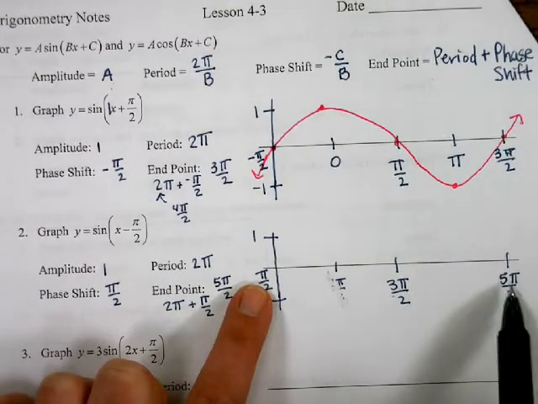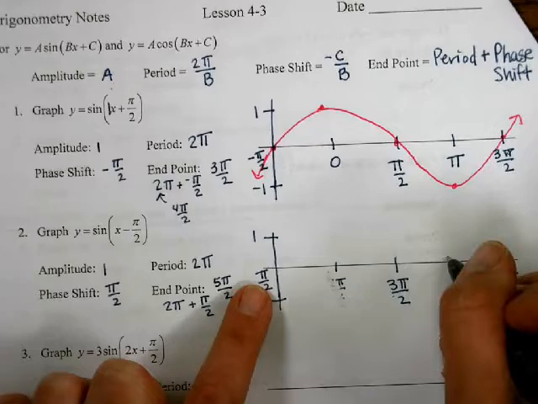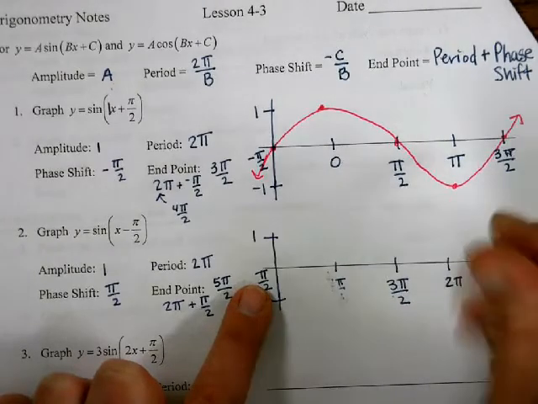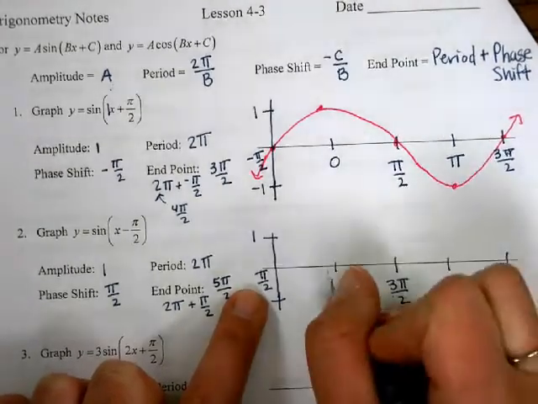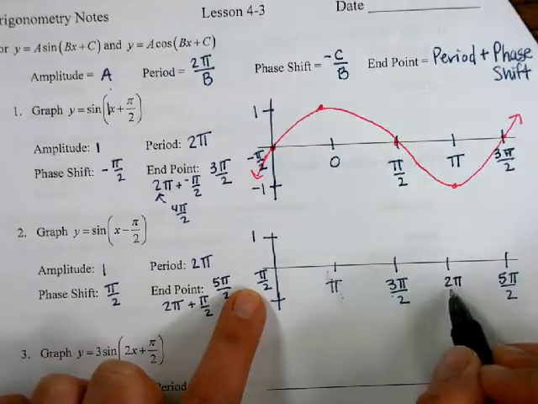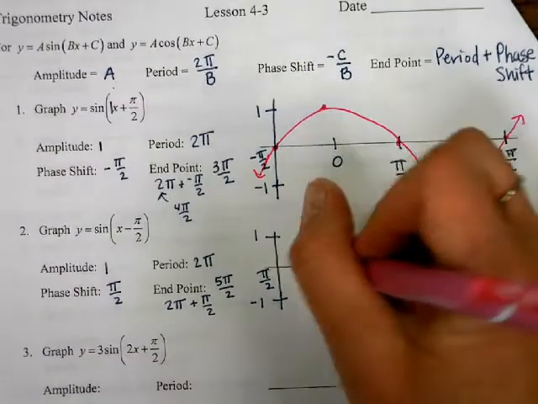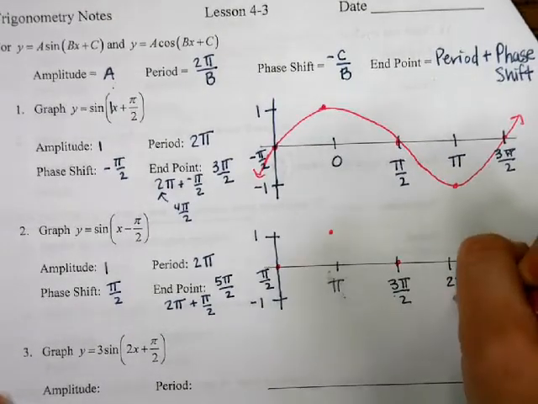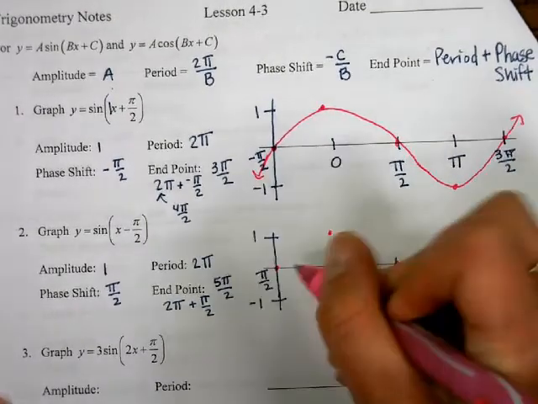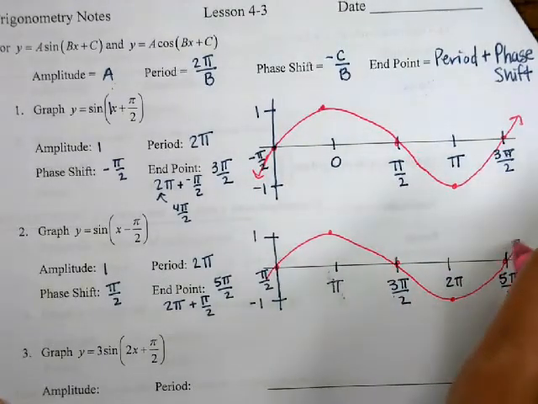3 plus 5 is 8, cut it in half is 4. 4 pi over 2 is 2 pi. So I've got pi over 2, pi, 3 pi over 2, 2 pi, 5 pi over 2. And again, sine starts at 0, up, 0, down, 0. Then some tails and some arrows, and it looks like that.